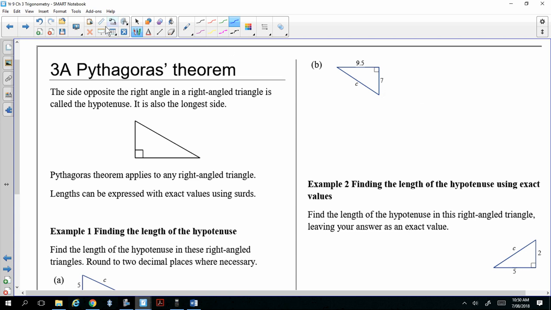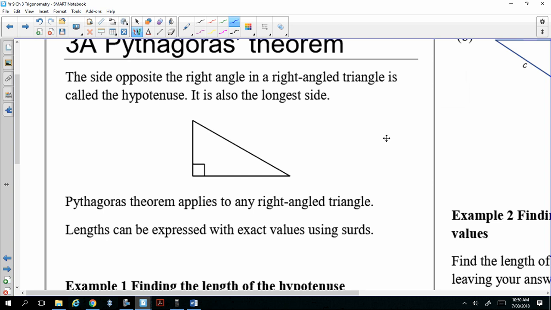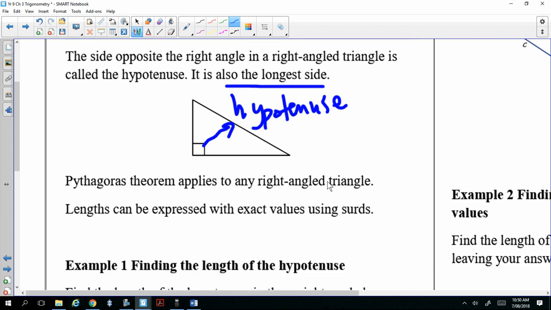Today we'll do Pythagoras theorem. We'll do two exercises. The first bit is we need to know the side opposite to the right angle is called the hypotenuse. It is also the longest side of the right angle triangle. Pythagoras theorem applies to any right angle triangle.